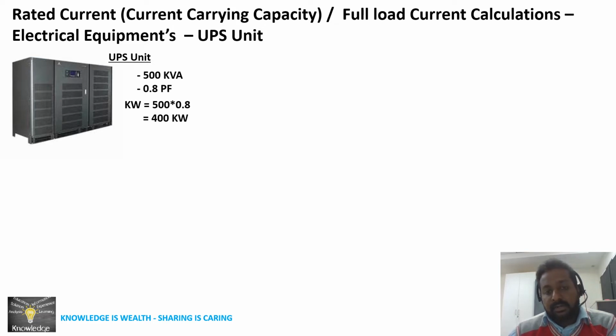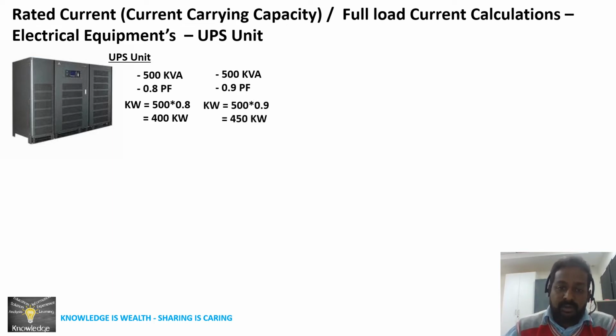Nowadays some UPS OEMs give in their technical specification that their UPS will work with power factor 0.9. So let's see what the variations are. If the 500 kVA UPS is working with 0.9 power factor, then kilowatt is equal to 500 kVA into 0.9 power factor, that is 450 kilowatt. So if a 500 kVA UPS is working with 0.8 power factor, you can load up to 400 kilowatt. If the same rating 500 kVA UPS is working with 0.9 power factor, you can load up to 450 kilowatt.